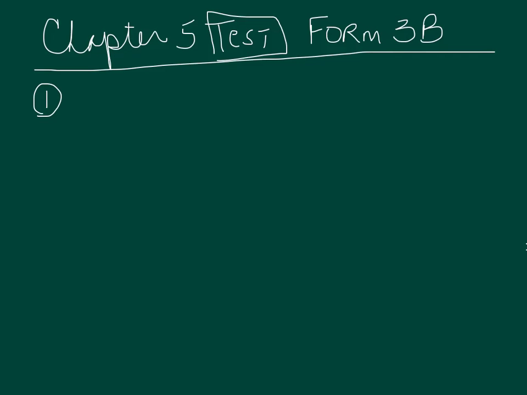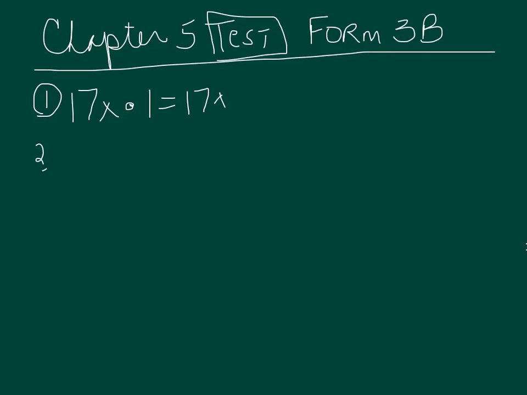Number 1 says the property, 17x times 1 equals 17x. And we didn't go over that much, so I called that a bonus question. If you didn't get it, it didn't count against you, but if you put down the identity property of multiplication or the identity property, you would have gotten 4 points.